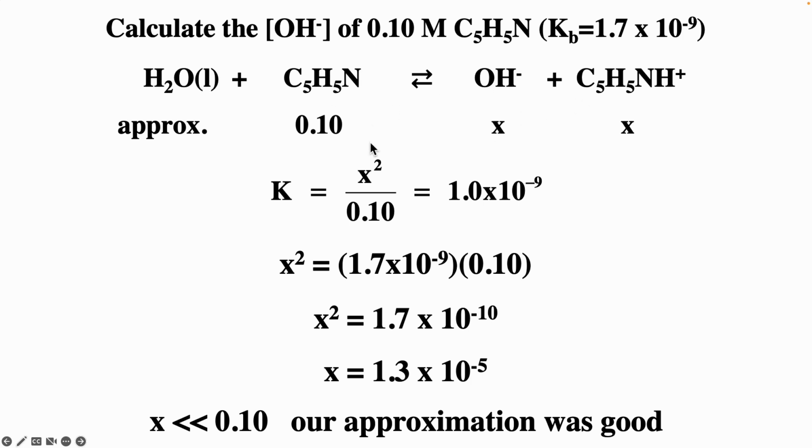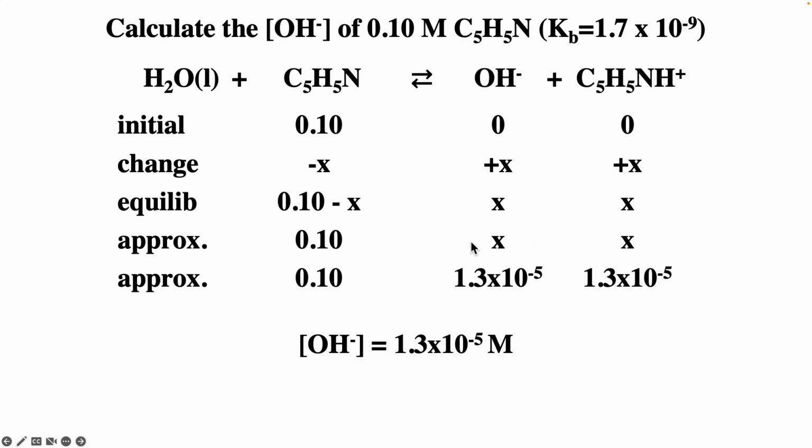And so x times x gives us x squared divided by 0.1 equals our Kb of 1.7 times 10 to the minus 9th. And so we can multiply this out. That gives us 1.7 times 10 to the minus 10th. If we take the square root, we get x equals 1.3 times 10 to the minus 5. Now, if we think about our approximation, we said that x was going to be negligible compared to 0.1, and it is, so our approximation was good. And so at equilibrium, we'll have 1.3 times 10 to the minus 5 of the hydroxide ion concentration, 1.3 times 10 to the minus 5 of this, and about 0.1 of our initial weak base.